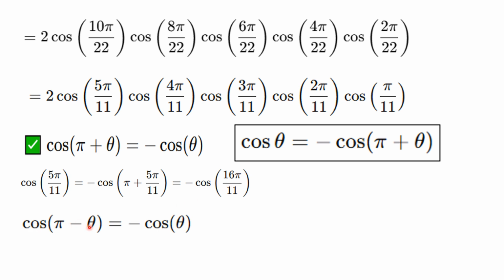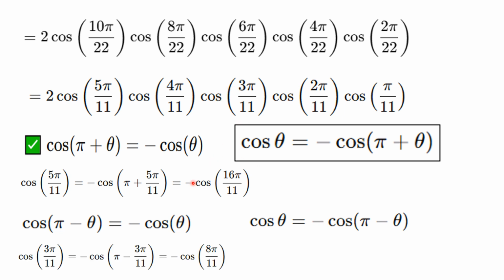Similarly, cos of pi minus theta is equal to minus cos theta, which can be written as cos theta is equal to minus cos of pi minus theta. Let us apply this to cos 3 pi by 11. Then cos 3 pi by 11 becomes minus cos of pi minus 3 pi by 11. 11 pi minus 3 pi is 8 pi. Therefore, cos 3 pi by 11 becomes minus cos of 8 pi by 11.